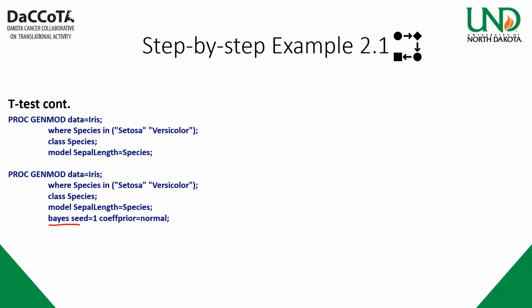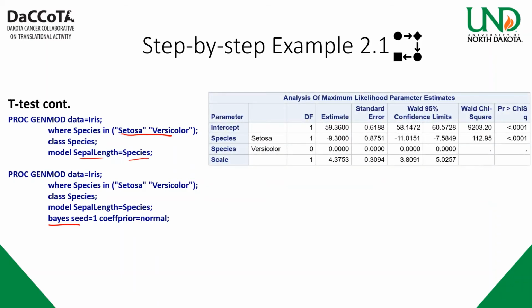So we have to clarify that we're looking at the first two, class species, because this is categorical, and then model length as a function of species. And this is what we get in PROC GENMOD here. How to interpret this: Versicolor is 0, so that means it's the intercept, so it has an average of 59, where Setosa's estimate is 59 minus 9. That takes a little bit of interpretation, but that is significant. And unsurprisingly, 59 is different from about 50.